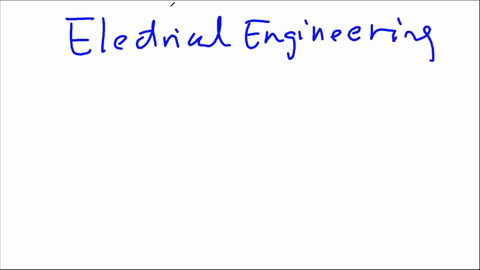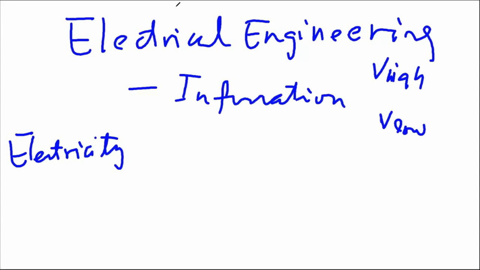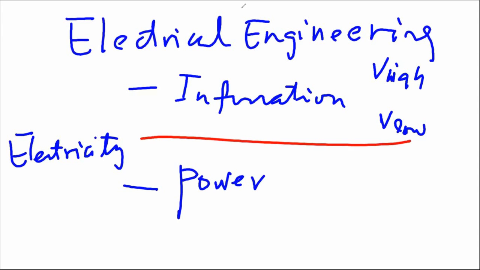To be short, electrical engineering, we can divide it into 2 parts. Just like electricity, we can use electricity for representation of information. You can have high voltage or low voltage. And you can also use electricity for power purposes. So electrical engineering is divided into 2 major domains.